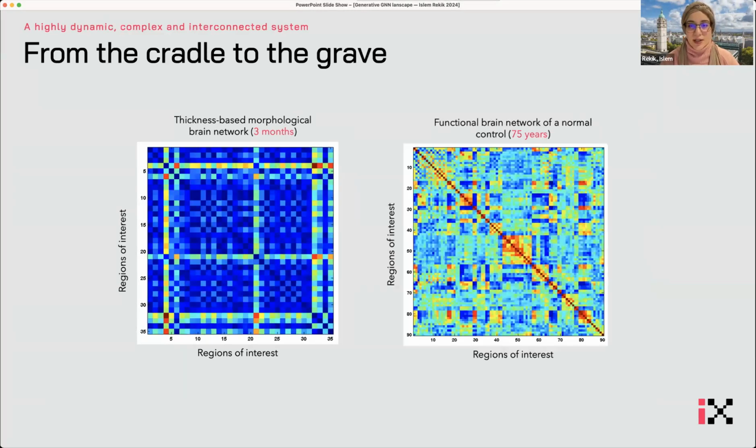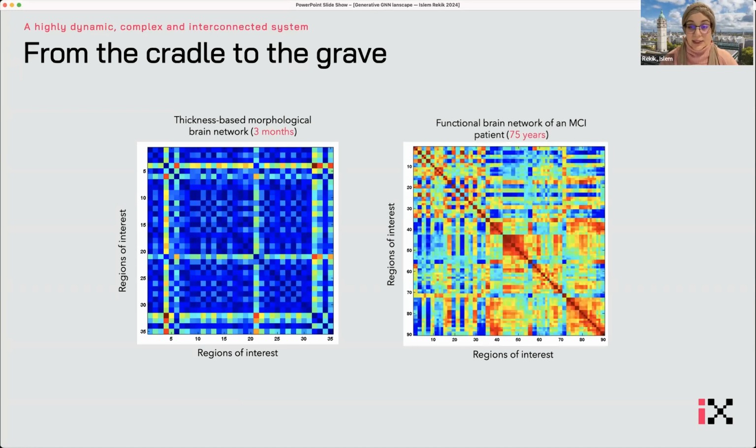And here is another matrix. This is, for example, a different type of connectivity. We call it the functional brain graph or connectivity. And this is of a 75-year-old healthy subject. And for this one, this is a matrix diagnosed with what we call mild cognitive impairment. And you can see that there are tremendous, dramatic changes in the brain pattern connectivity, in the graph connectivity, between the healthy state and the disordered state, okay?